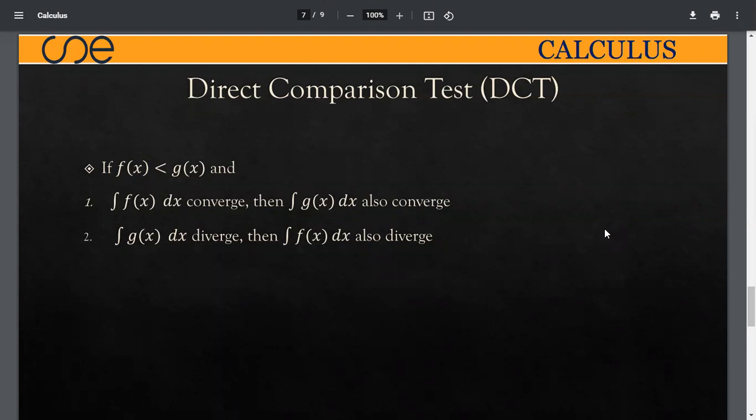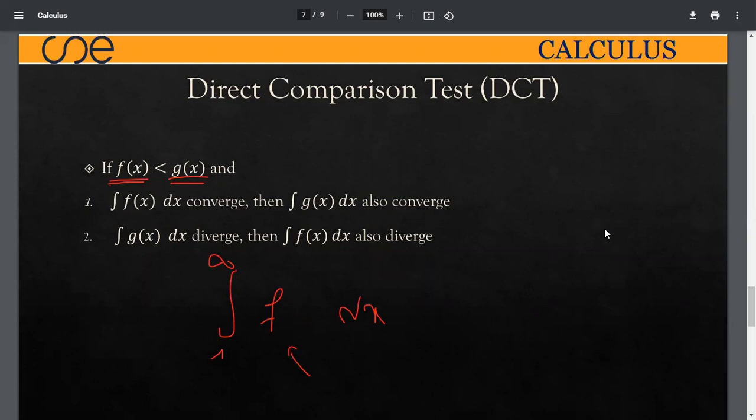Why is this important? This is important because if I have two functions, and one function is smaller than the other function, and suppose we have here the integral from 1 to infinity of f of x dx, I can't know if this improper integral is convergent or divergent. I can't evaluate it, and I couldn't find the limit of f of x. So what shall I do?